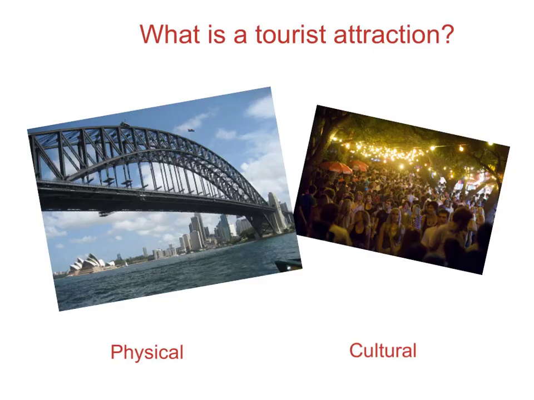So the second part of that definition was that it is a place or feature that meets one or more needs of a traveller. So for example, a traveller might need to visit a unique type of bridge because they are a bridge enthusiast. So the Sydney Harbour Bridge would fulfil the need of that traveller to look at different types of bridges.